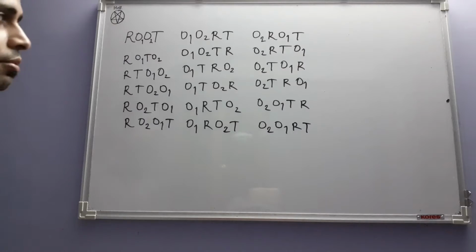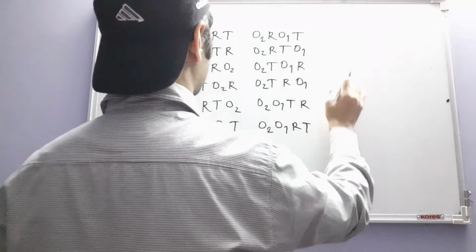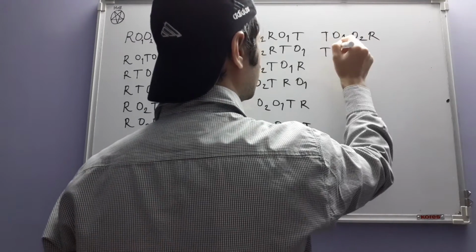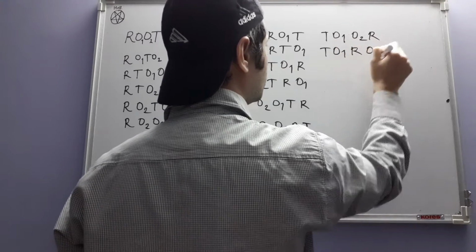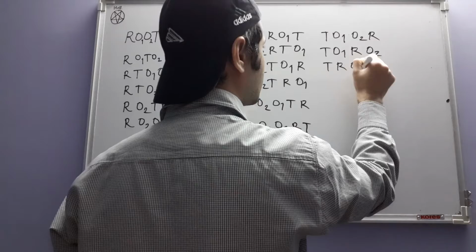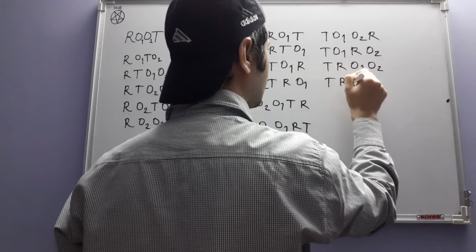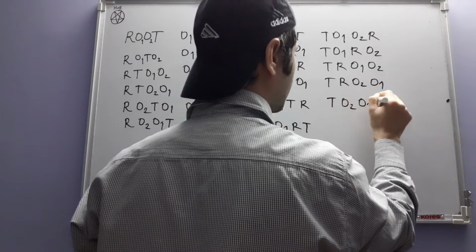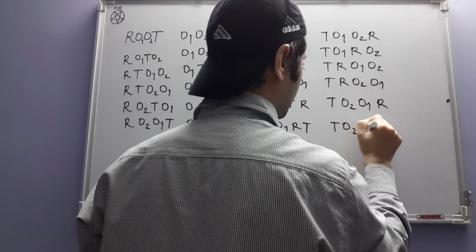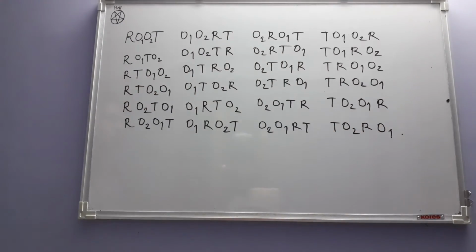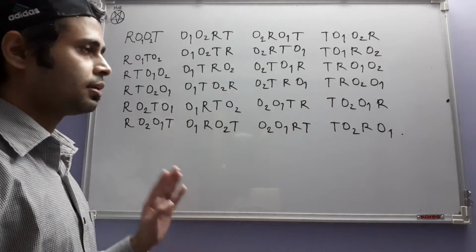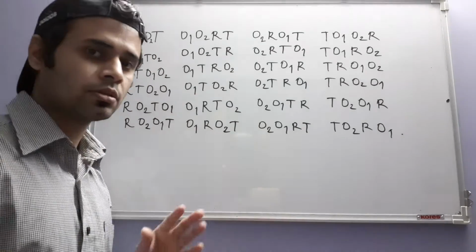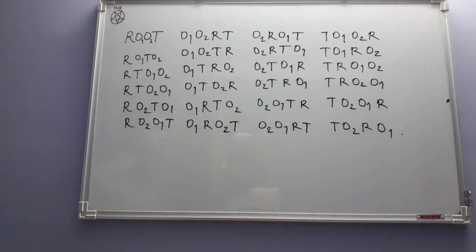And finally we will have one more column. So there we will start with T: T O1 O2 R, T O1 R O2, T R O1 O2, T R O2 O1, T O2 O1 R, and finally T O2 R O1. Okay, so these are the 24 possibilities we have if we do distinguish between these two O's, writing them as O1 and O2.